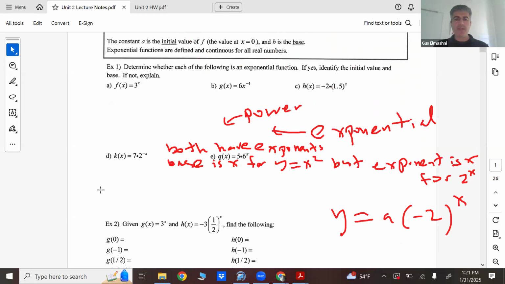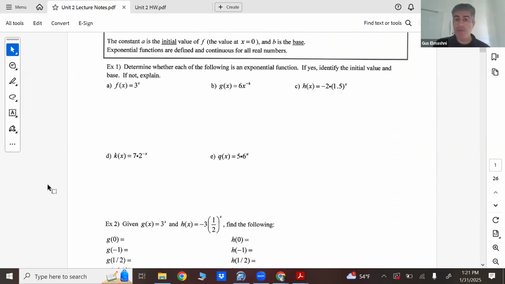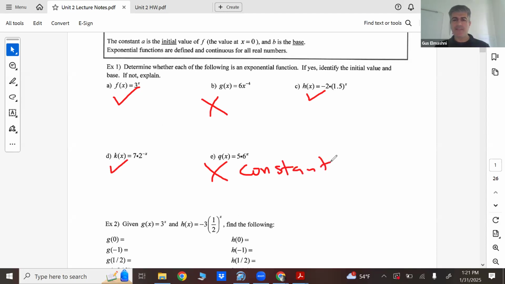Okay. So looking at these here, we're going to determine whether it's an exponential function, and identify the initial value and the base. So which ones are exponential? That one, that one, that one, not these two. That's just going to be a constant. Yeah, see, I threw you for a loop, right? 6 to the pi power is just a number. That's just a constant. That's a power function.